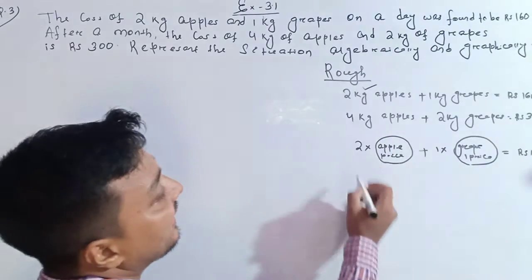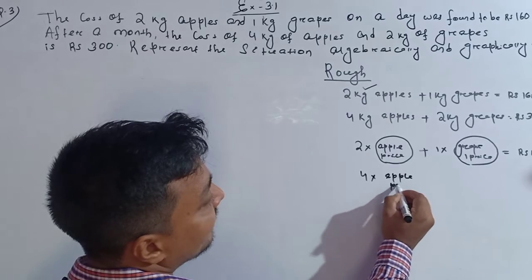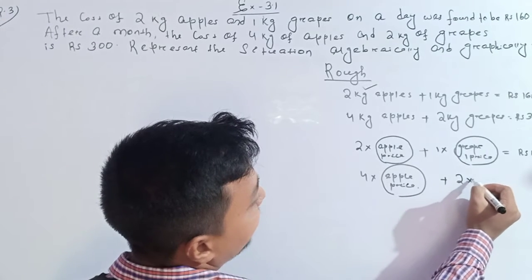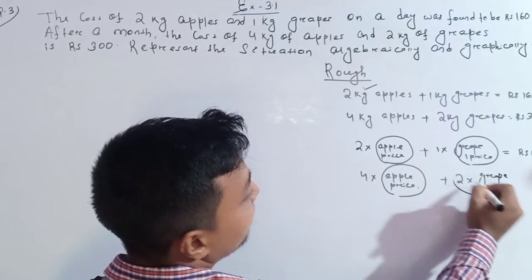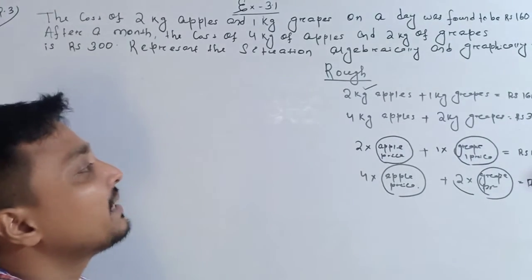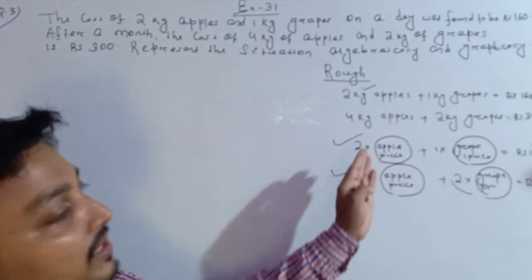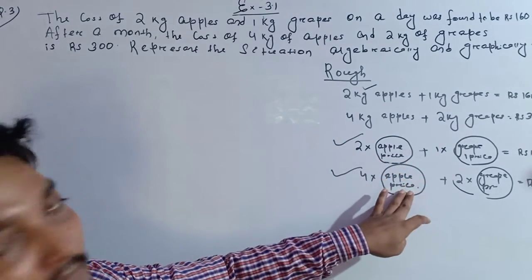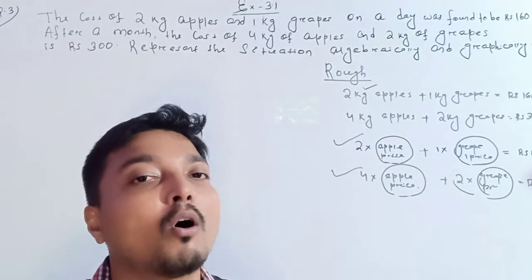And the second one: 4 kg apple price means 4 into the 1 kg apple price, and 2 kg grape price means 2 into the 1 kg grape price, which becomes rupees 300. So from the two equations one thing is clear: the unknown here is the apple price, which is the same in both, and the grape price, which is also the same in both. So two unknown things are there.